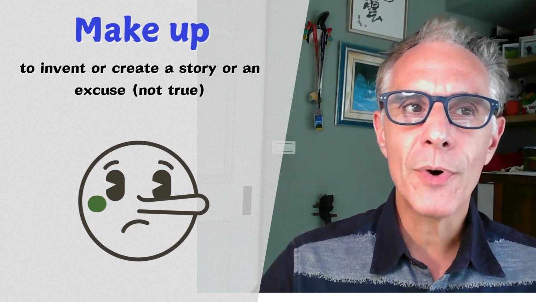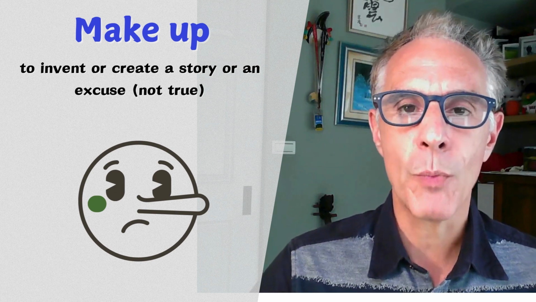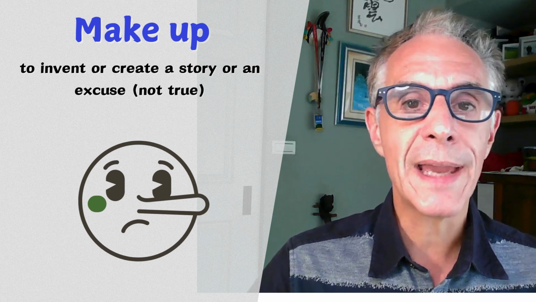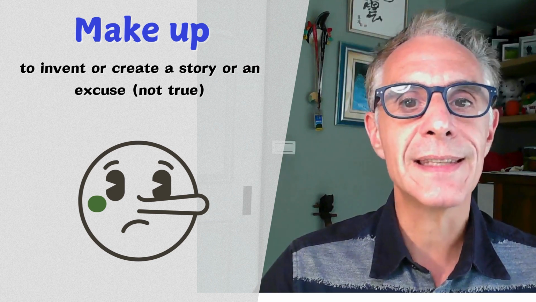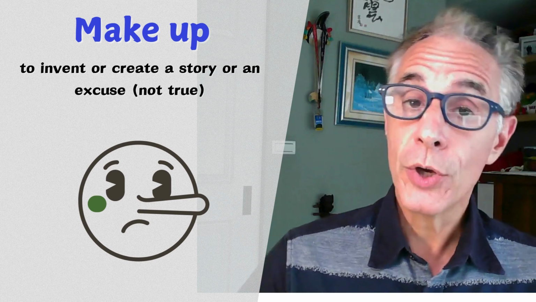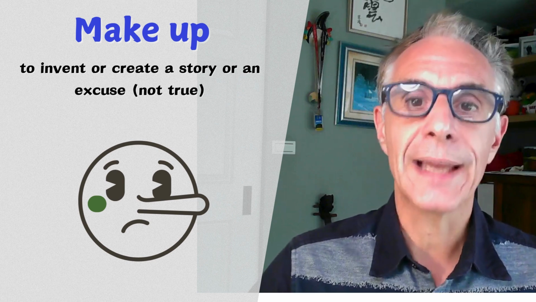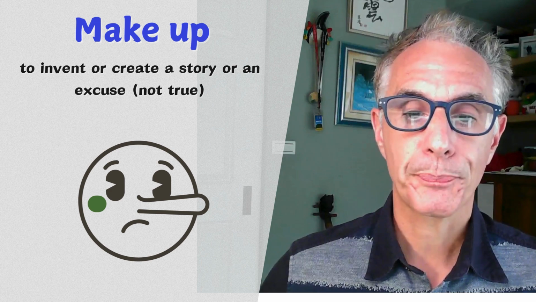So, for example, if you don't want to tell the truth about something to someone, you can make up a false story or make up an excuse. It means you're going to say something that's not real and not true. There could be a good reason for doing this, but it's also a little bit like lying. Let's look for an example here.